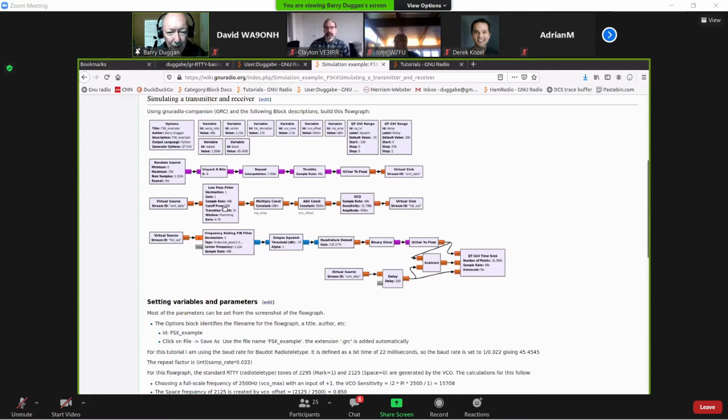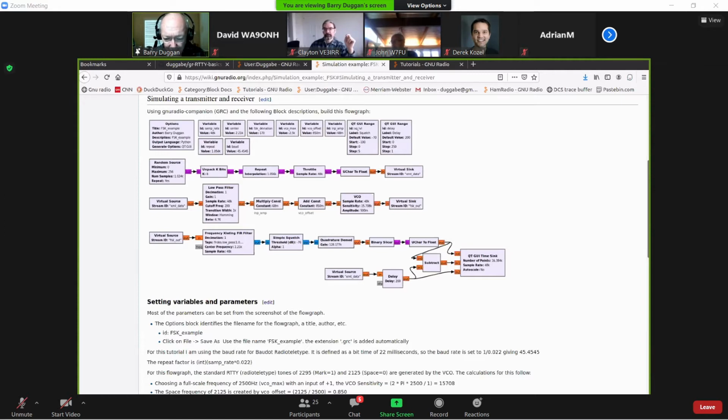So a low pass filter just to knock off the edges. And then the VCO is the real key to this thing. Depending on the input of the VCO, it will generate an output frequency. And if you look down here in the parameters, I want to generate a mark tone of 2295 and a space tone of 2125. So I picked a full scale of 2500 just to be a round number.